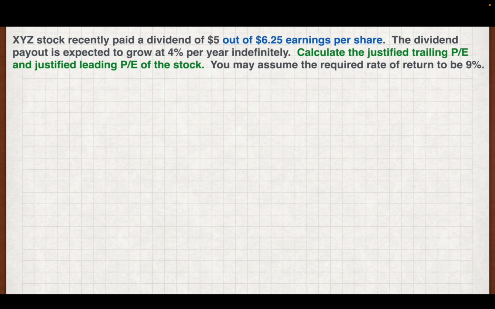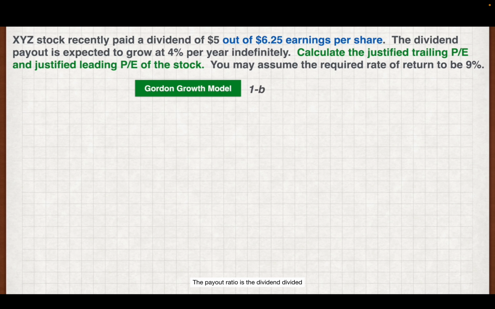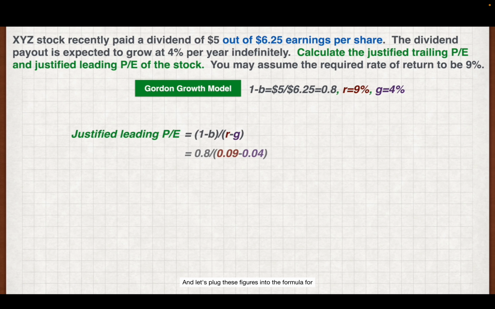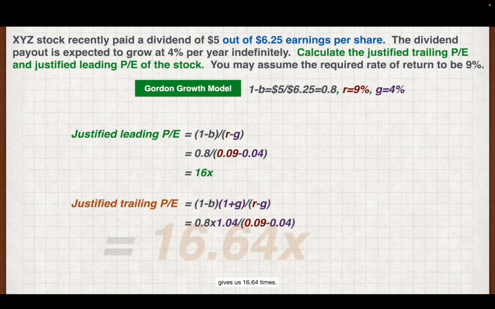And we're back. First, let's determine the three parameters required to calculate justified PE. The payout ratio is the dividend divided by the earnings, which is 0.8. Required return is given as 9% and growth rate at 4%. And let's plug these figures into the formula for justified leading PE. That gives us a justified PE of 16 times. And likewise for justified trailing PE, that gives us 16.64 times.